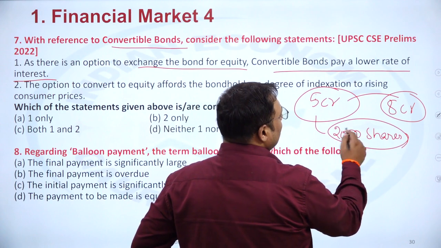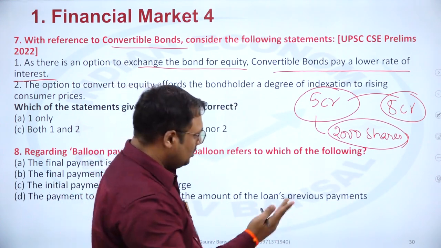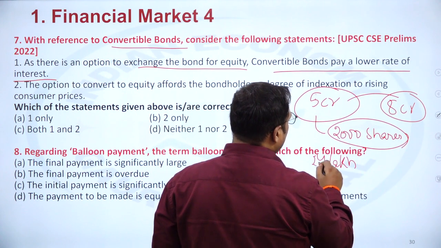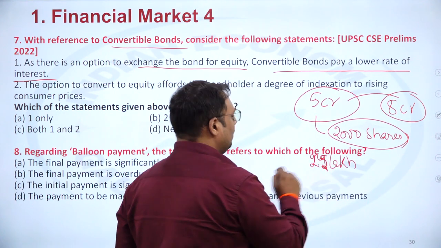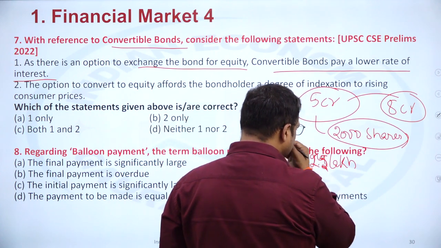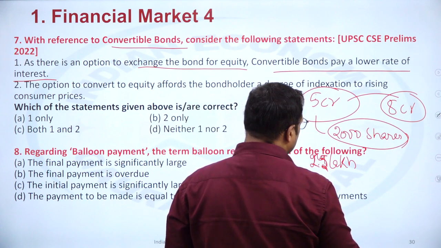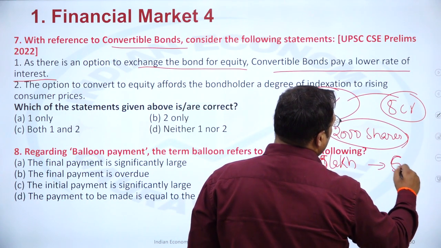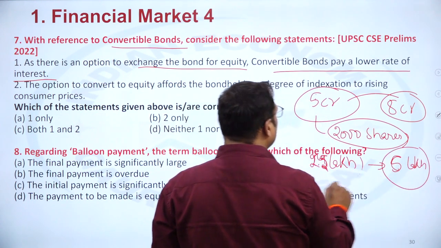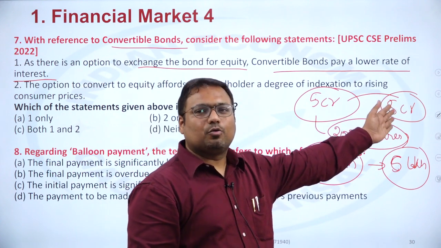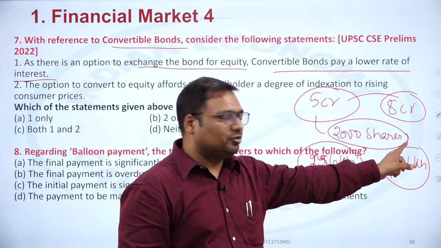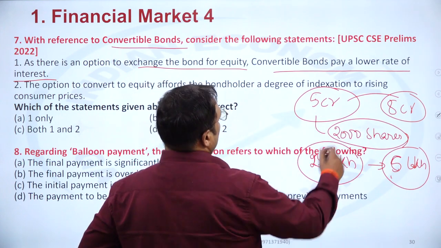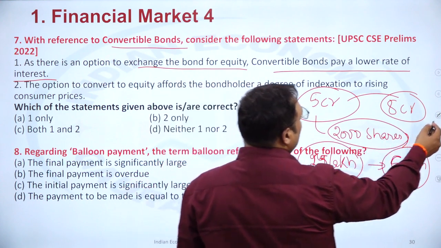After 5 years, let us say the value of the share of the company has increased a lot. Let us say each share was worth 2.5 lakh rupees earlier. Now, let us say it becomes 6 lakh rupees after 5 years. The share of the company increased in value significantly. Now, you do not have to accept 8 crore. After 5 years, you will take 2000 shares, and since each is worth 6 lakh, you will now get almost 12 crore rupees. So that is the advantage you have. This gives you an extra option. You can convert it.